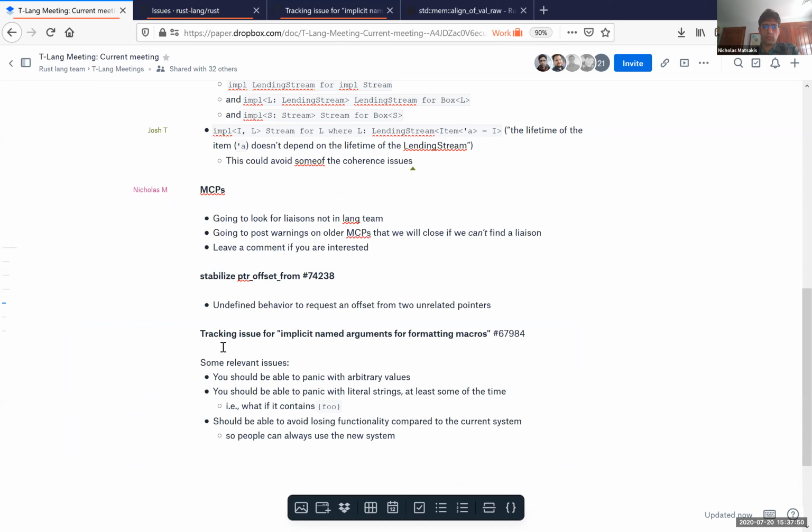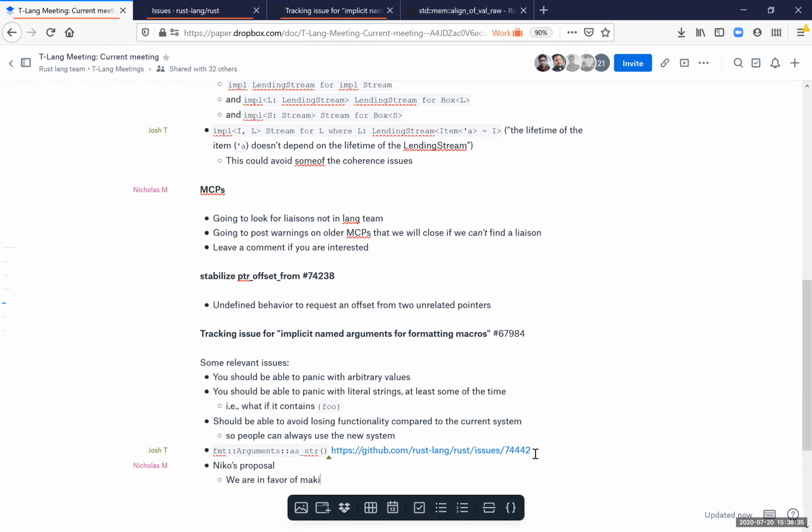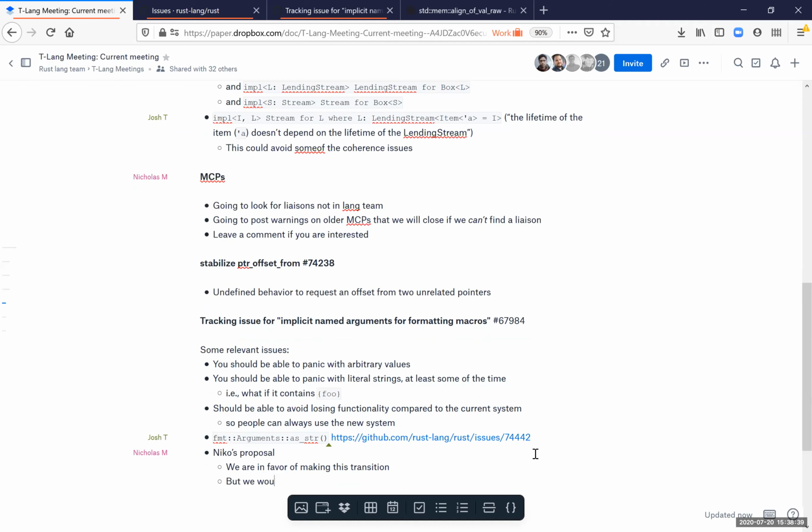Okay. So I want to propose that, for the purposes of this meeting, we just post something saying we are in favor of making this transition. We would like to preserve the ability to panic with arbitrary values and literal strings in the process, although it is okay for it to require some specific syntax, or a different syntax maybe. I don't know, but we would like to see a design for that. Does that sound right? That sounds good. I kind of like making it more obvious that you're intentionally doing the I don't want to allocate and I don't want all the format code.